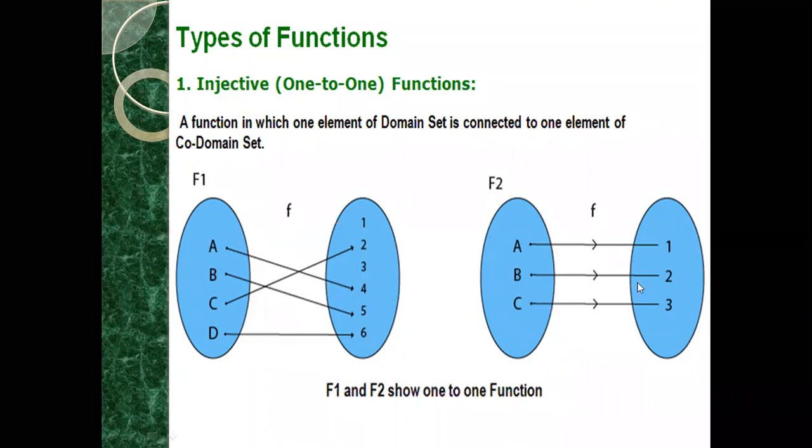And in the second diagram, A is connected to 1, B is connected to 2, C is connected to 3. So every element of A is connected to one element of codomain set. This is a one-to-one function. Okay.